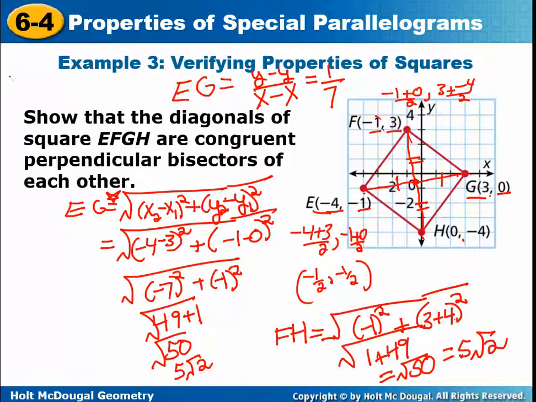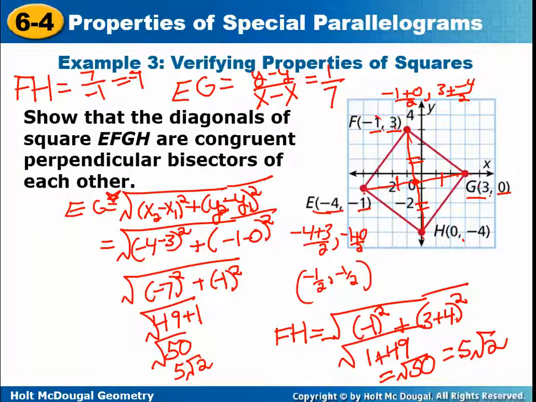The slope of FH is equal to y minus y, so 3 minus a -4, that's the same as 3 plus 4, or 7, and then -1 minus 0 is -1. So the slope of FH is -7. So I've got one of the slopes is -7, the other one is +1/7, so the slopes are opposite reciprocals, so these lines are perpendicular to each other. So they're congruent perpendicular bisectors of each other.